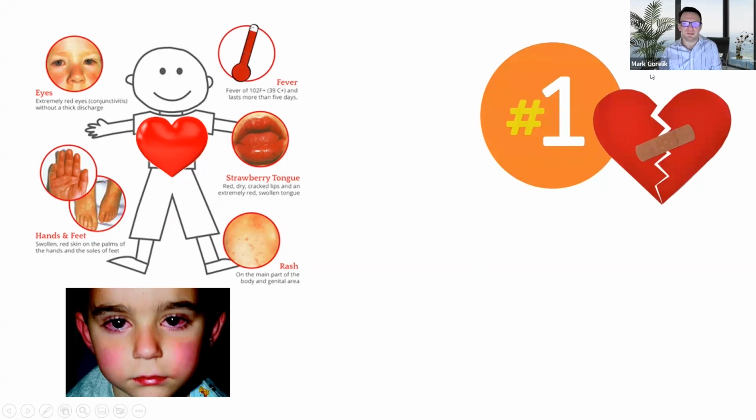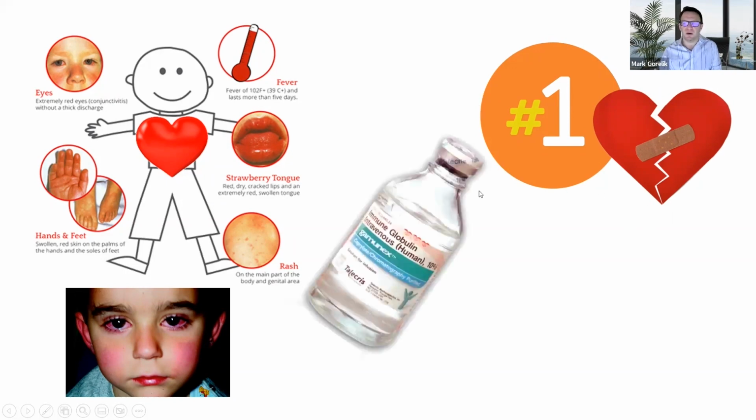So Kawasaki disease is the #1 cause of acquired heart disease in children. And that used to be actually rheumatic fever. But once we got a handle on strep and understood the relationship, we're able to treat that now. And so that is no longer the #1 cause, replaced by Kawasaki disease.